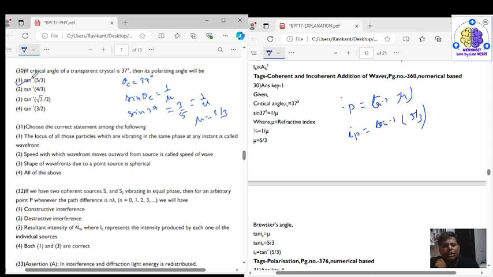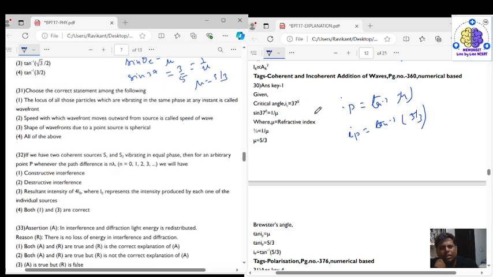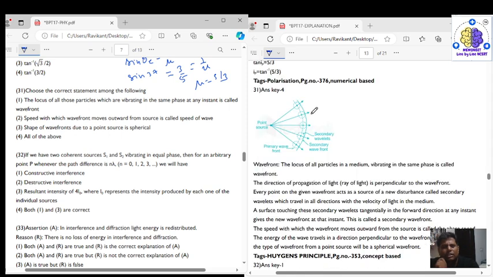Now let's come to question number 31. Question number 31 says, choose the correct statement among the following. It says that the locus of all those particles which are vibrating in the same phase at any instant is called the wavefront, right? This is correct. The speed with which the wavefront moves outwards from the source is called the speed of wave. This is also correct. The shape of the wavefront due to a point source is a spherical shape. This is also correct. So the correct answer for question number 31 is option number 4.